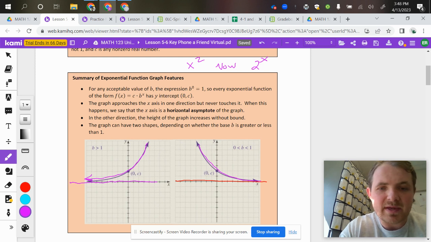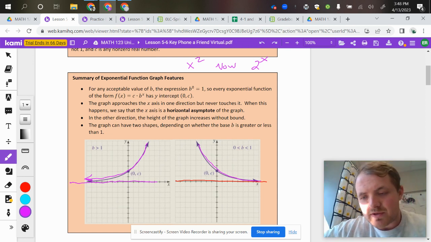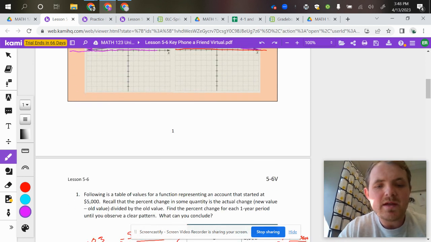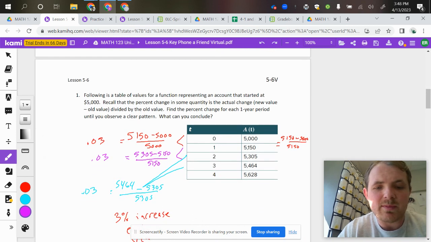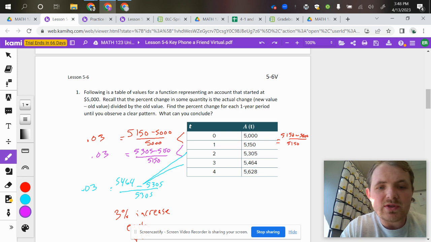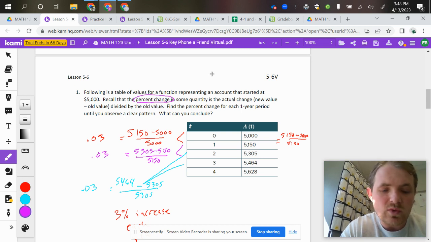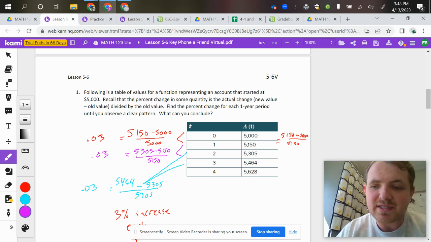So again, the biggest thing you need to see is that the x is now in the exponent, and it's going to have either that going up shape or coming down shape to it. As we look at a situation, what it looks like in a table is something like this, where we still want to use that percent change. So we're going up by a specific percentage each time.